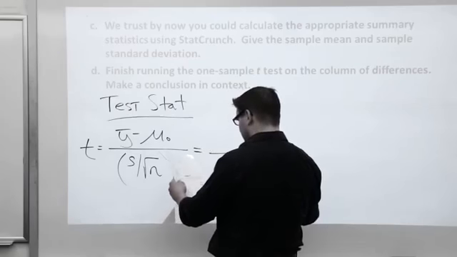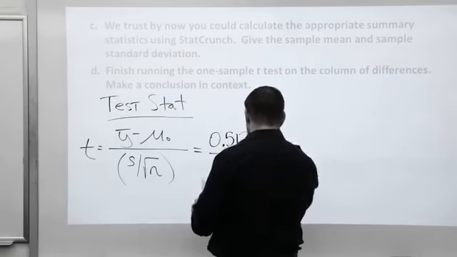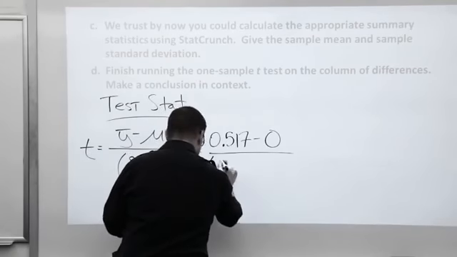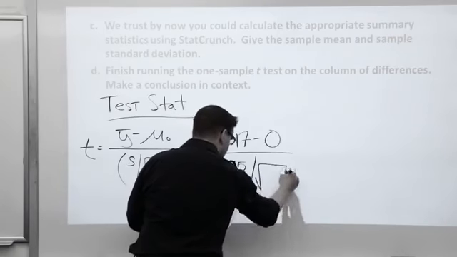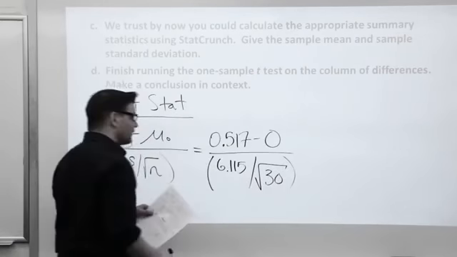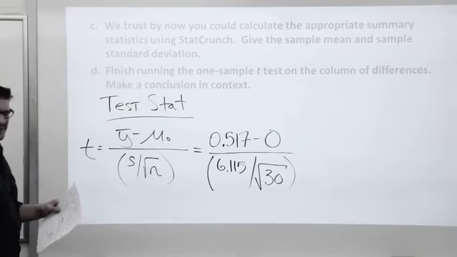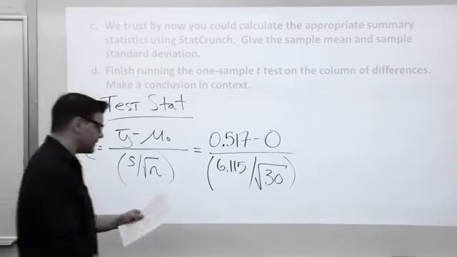All right, numbers are going to look like what? 0.517, subtracting the 0 from mu sub 0, divided by 6.115 over square root of 30. Shouldn't be too big of a test statistic. I don't feel like this is much of a difference. 0.463.